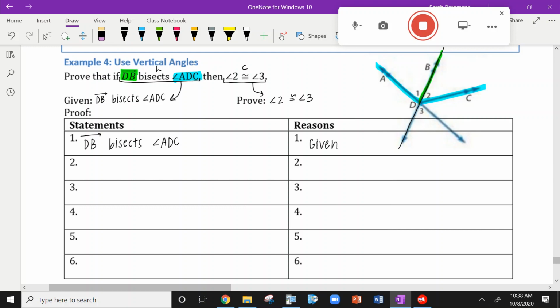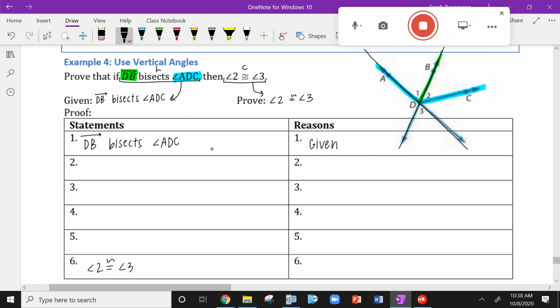I also know that ray DB is a bisecting ray. Therefore, it's splitting that blue angle ADC exactly in half. So I also know that angle 1 and angle 2 are congruent. So if I know angle 1 and 3 are congruent, and I also know 1 and 2 are congruent, I can probably use the transitive property to show 2 and 3 congruent to each other. So that's my plan. Let's see if we can make it work. I know that my last step down here is going to say angle 2 is congruent to angle 3.